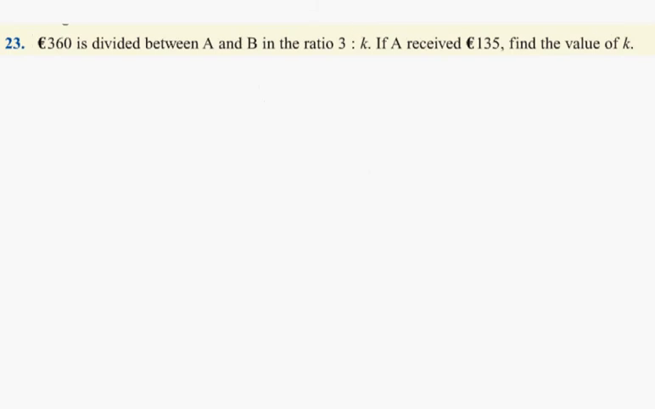Okay. 23. Let's consider a difficult one. 360 is divided between A and B in the ratio 3 is to K. If A receives 135, find the value of K. Now guys, what I'd ask you to do when you get a question like this, imagine what you would do if it was 3 is to 7. You'd add the 3 and the 7 together to get 10s, wouldn't you? So it would be 3/10. Would everybody agree with that? Or technically speaking, 3 over 3 plus 7, because you added the 3 and the 7 together to get to 10.